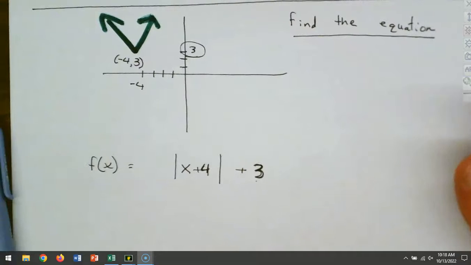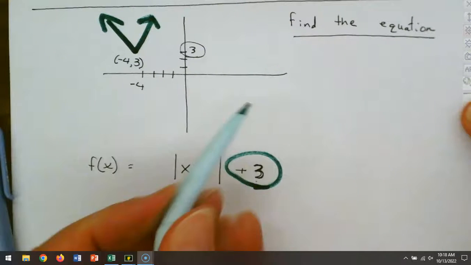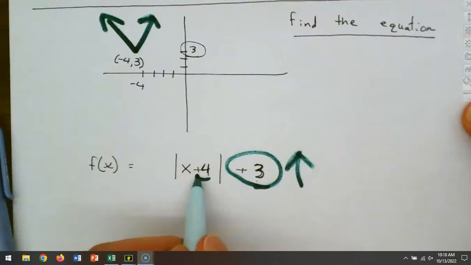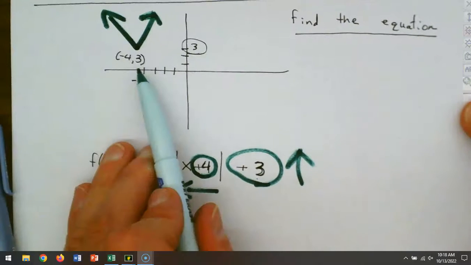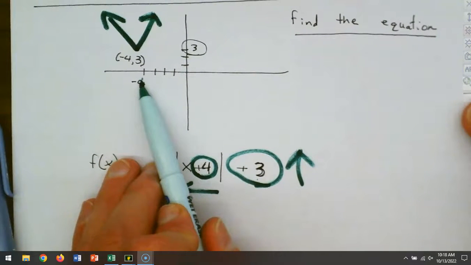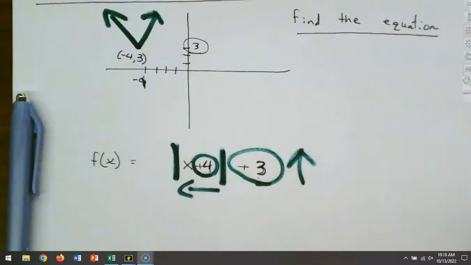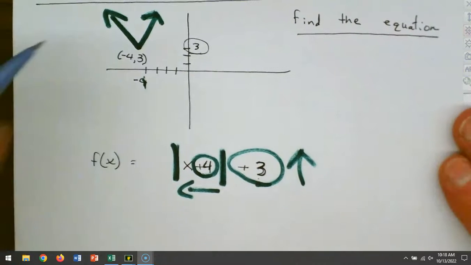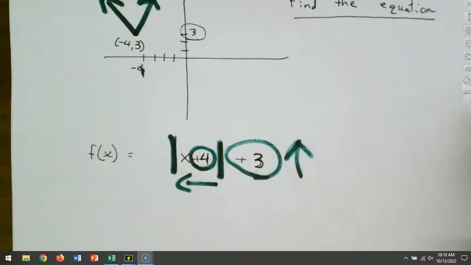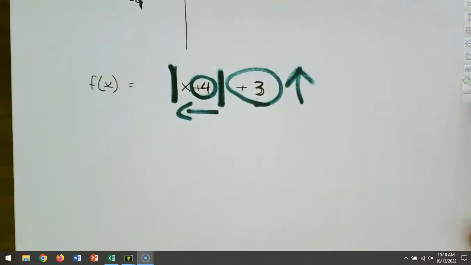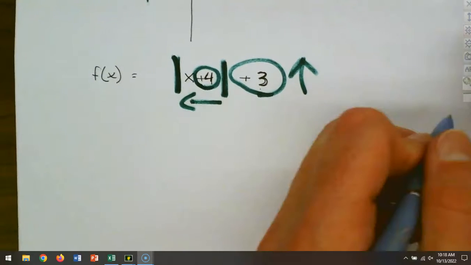Let's double check and make sure. Positive 3, moved it up. Positive 4 moves it back. That matches with this graph, doesn't it? Right? It's an absolute value. Why is it an absolute value? Because it makes a V. Let's do one more of these, and then we'll talk about another function.